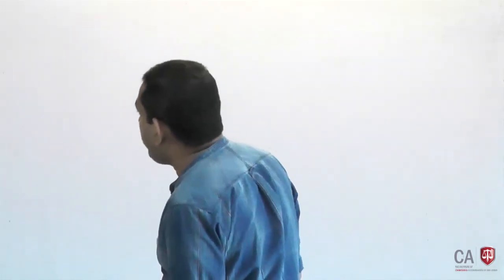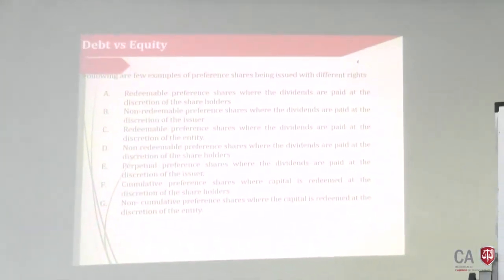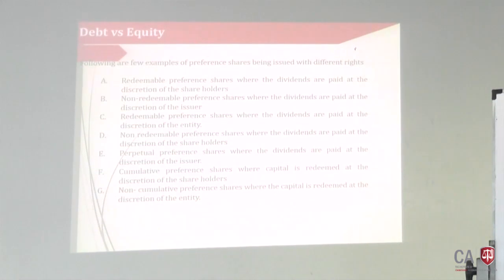Third one, redeemable preference shares where the dividends are paid at the discretion of the entity. Redeemable, capital repayment is debt, dividends are at the discretion of the entity. Dividend payment is what? It is non-cumulative. So, this is similar to redeemable non-cumulative preference shares, both characteristics are included together. So, it is a compound instrument.